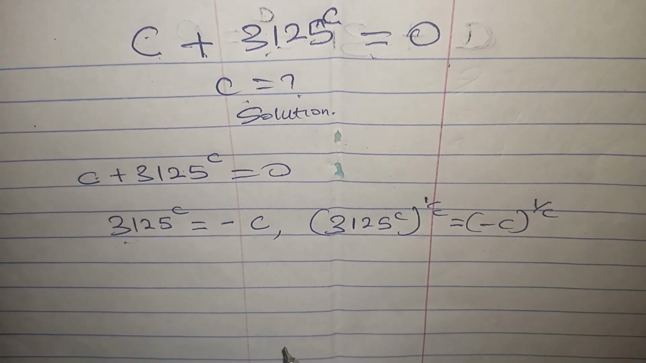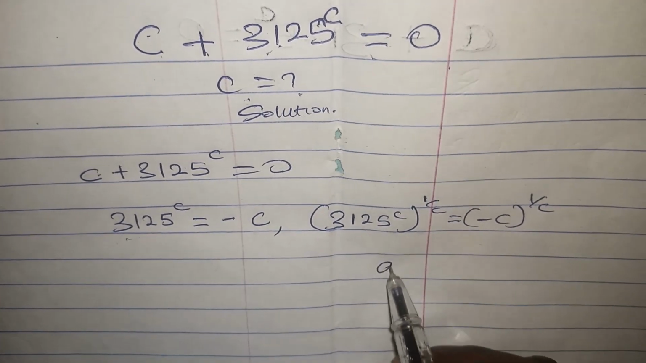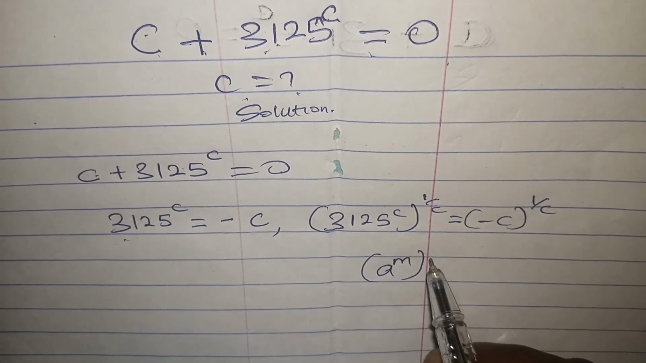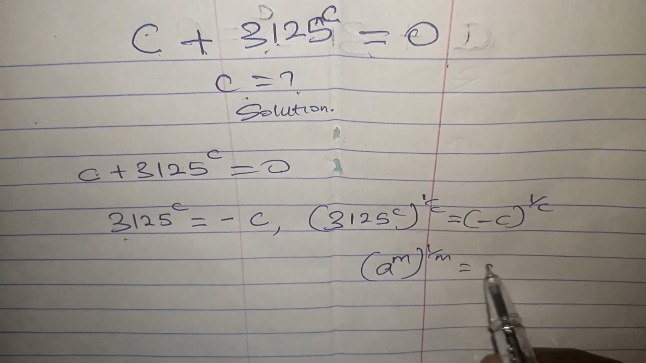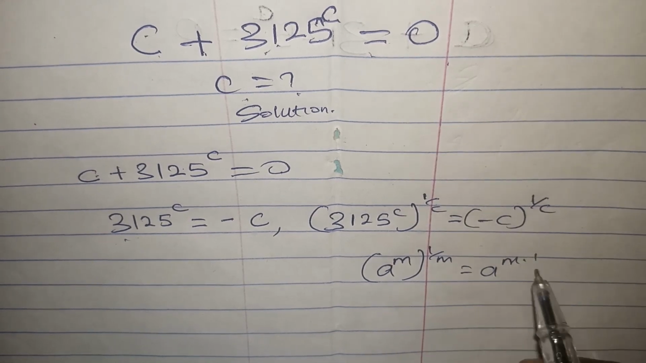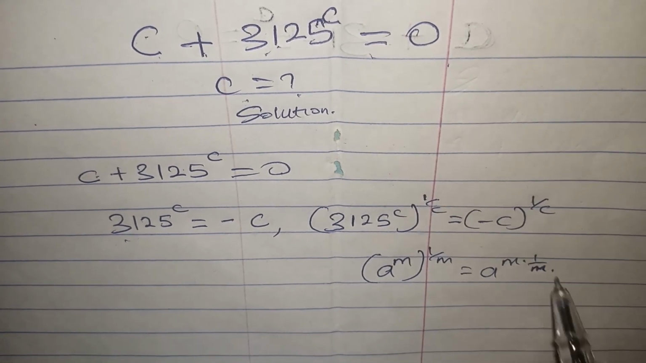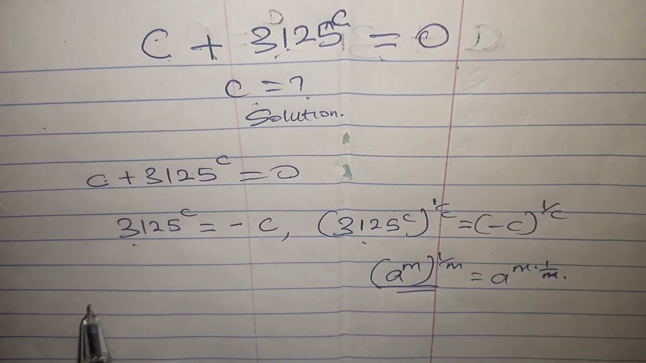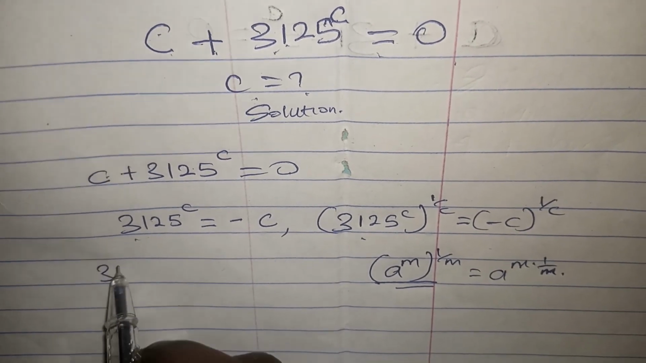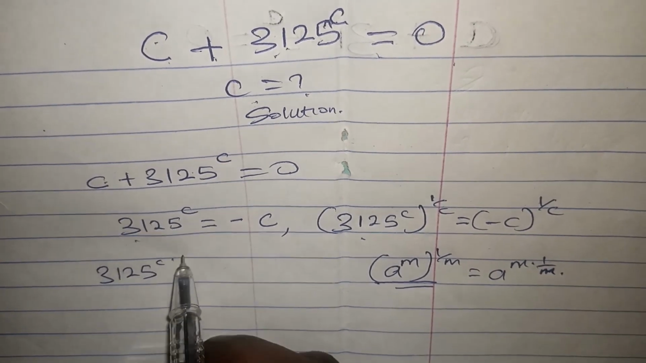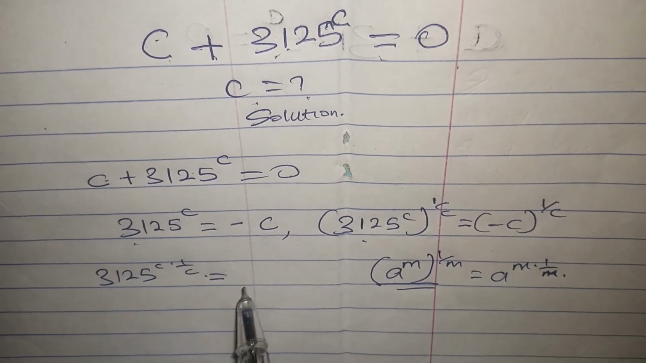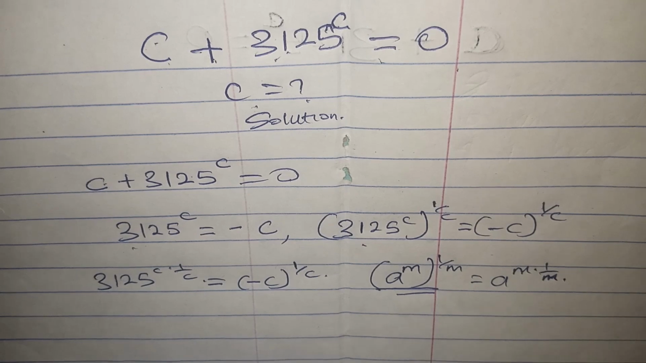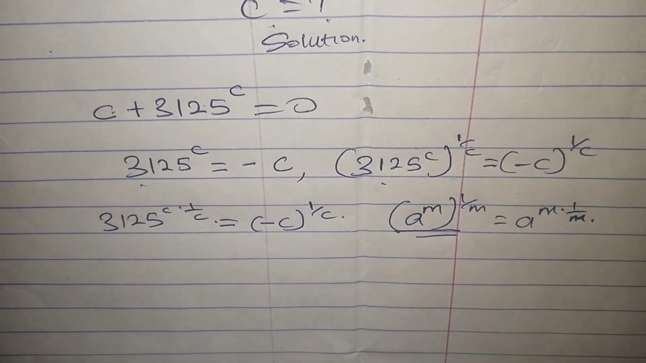Okay, having done this, what are we going to do? Recall from your principle of indices, if we are having a to the power of m, close bracket, all to the power of 1 over m, is also equals to a to the power of m times 1 over m. So if you apply this rule here, we have 3125 to the power of c times 1 over c equals to, open bracket, minus c, close bracket, to the power of 1 over c. Okay, this is what we are now having.